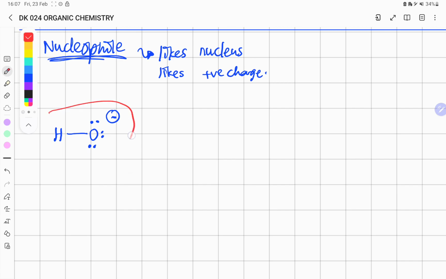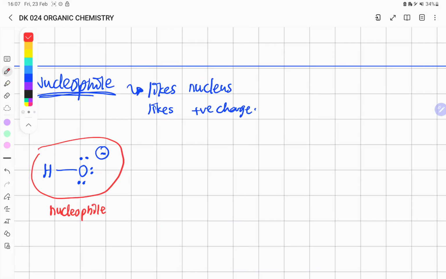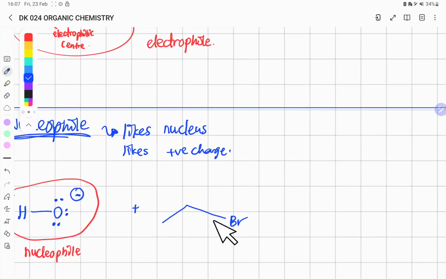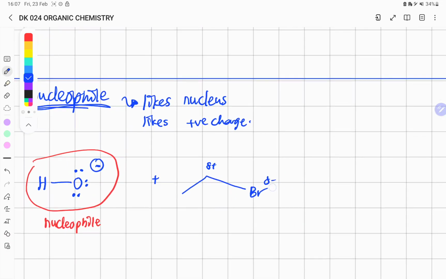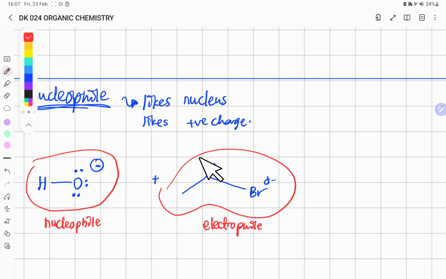This whole thing is nucleophile. Tapi kalau dia react, dia tak react dekat hydrogen, dia react dekat oxygen. So what happen is that kalau kita tengok, ini adalah Br tadi, example yang saya ambil dekat atas ni. Ini adalah electrophile, betul? Okay, delta negatif, delta positif. So ini adalah electrophile. Dan ini adalah electrophilic site.